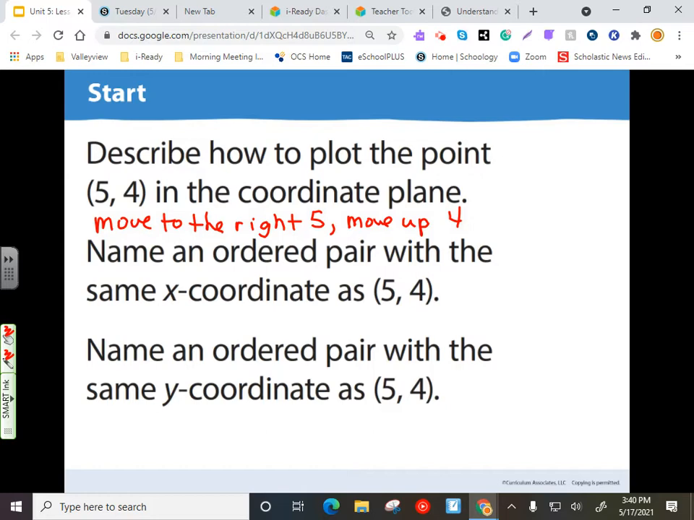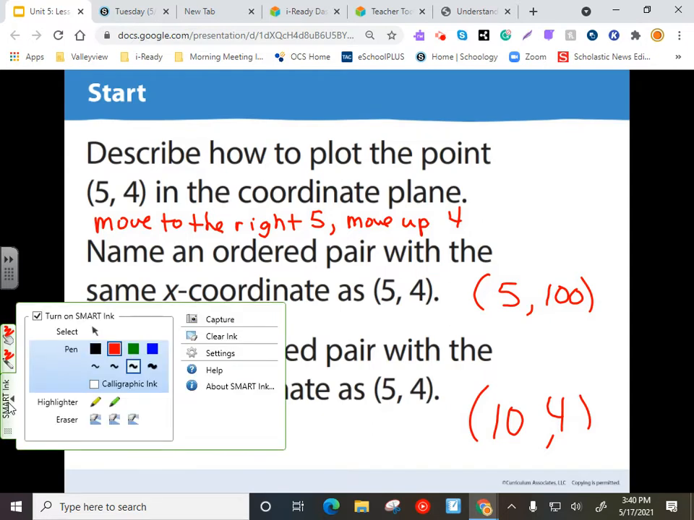Name an ordered pair with the same x coordinate as 5, 4. So this is pretty simple. It's 5, and we could use the y as 100 if we wanted to. Name an ordered pair with the same y coordinate, since 4 is our y coordinate. Let's go with 10, 4. So the reason we're doing that is just to make sure that we can see patterns, or how, if you're using the same x or y coordinates, that means you're going to end up with lines that are parallel to each other. So that's for later on, though. All right, let's go on with the lesson.